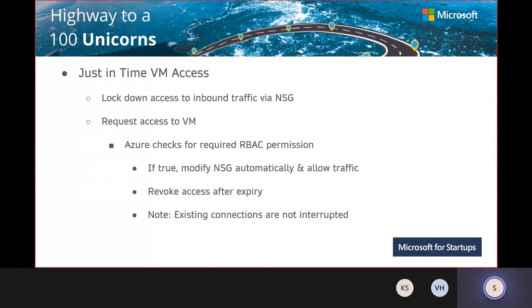Azure will automatically check if you have the RBAC permission. Azure will automatically modify the NSGs to allow traffic. You have a specific time period for which it is allowed. When the access time is done, it will automatically revoke access to it. It's important to note that existing connections are not interrupted. So be wary of that.